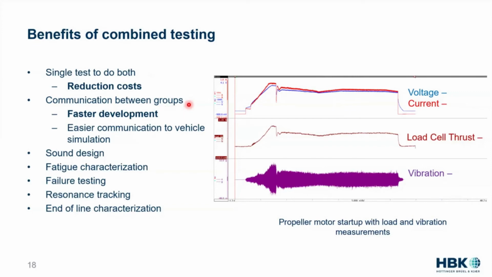Faster communication between groups. It seems like right now there's a big race for everybody to get new vehicles out. We all have pressure to develop things quickly. If you can reduce communication time, so take data sets that have noise and vibration, or set parameters and noise for the electrical groups, or set parameters and efficiency for the noise groups, we can develop things much more quickly, and we can have easier communication to simulation.